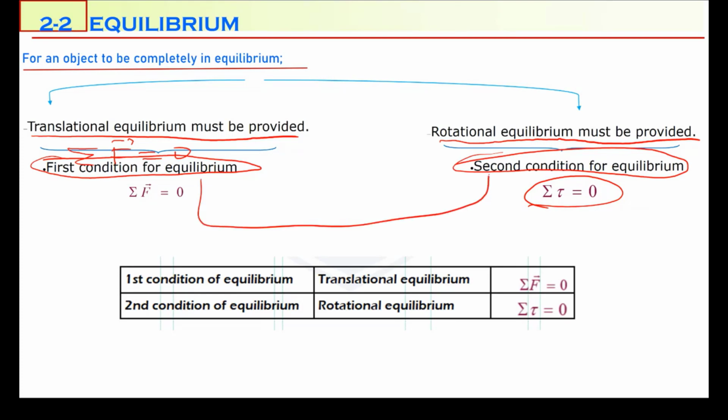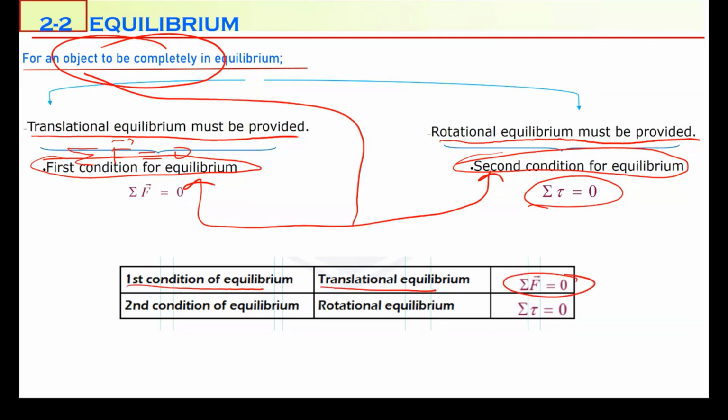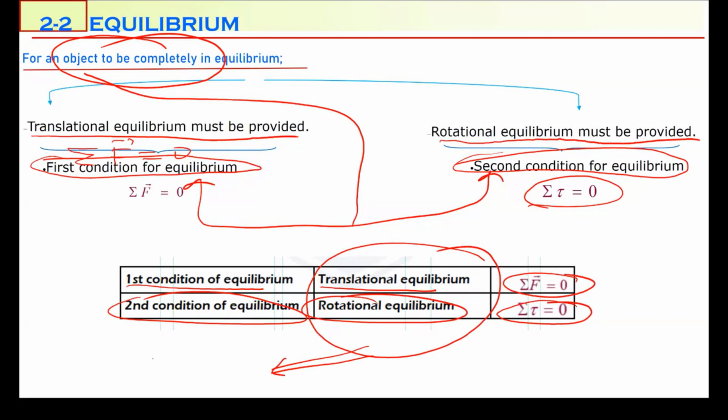If these two conditions are provided, we say that this object is in complete equilibrium. First condition of equilibrium is translational equilibrium. Sum of the forces must be equal to 0. And we did this in the 11th grade. Even we did it in the beginning of this lecture. And the second condition of equilibrium is known as rotational equilibrium, which is that the sum of the torques acting on the object also must be equal to 0. When these two conditions are provided, we say complete equilibrium. The object is in complete equilibrium if these two conditions are provided.